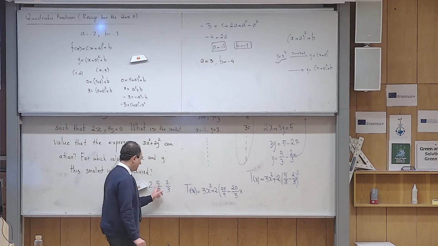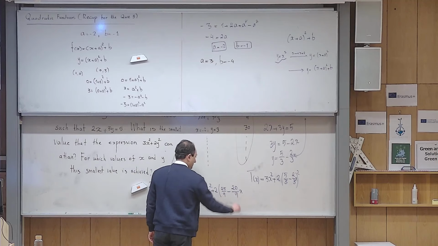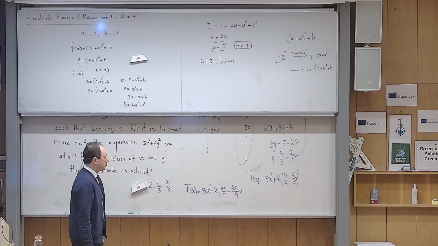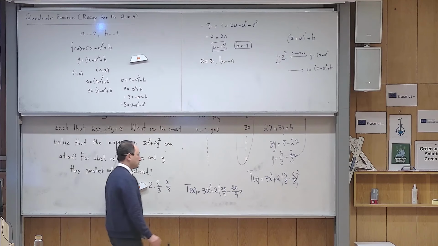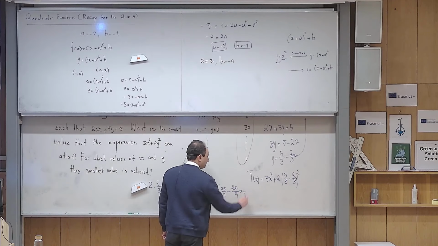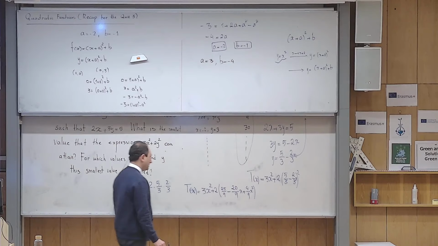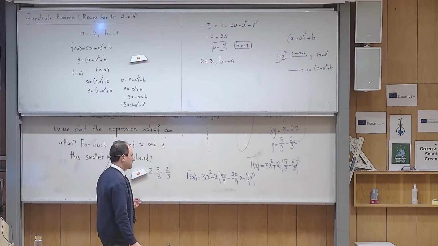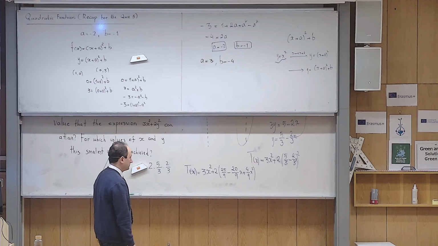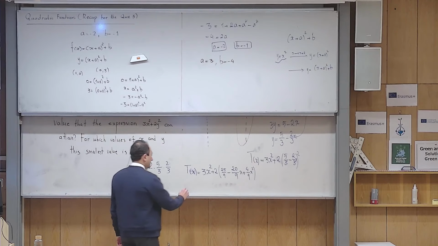2 times 5 times 2, 20. 3 times 3, sorry, 9. Yes. And then the second one is squared. What is the second one squared? 4 over 9 x squared. Yes. Okay, that was a very bad example because of the numbers. Of course, the problem is not hard. Okay, so let us continue.